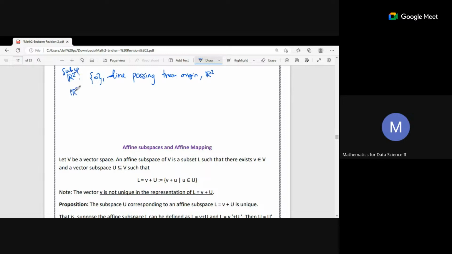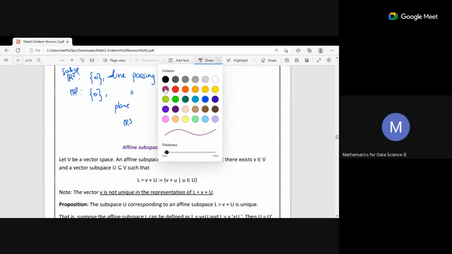Now what about R3? Just need to add plane passing through origin. Line passing through origin and plane passing through origin, and then R3 itself. So what is the dimension of these spaces?